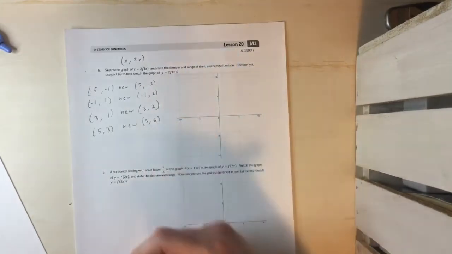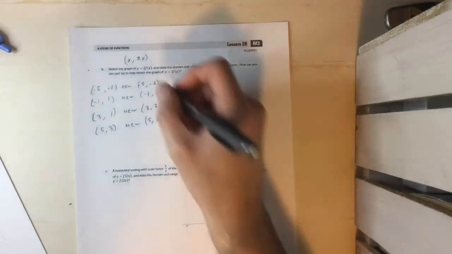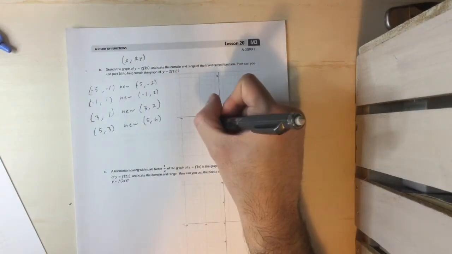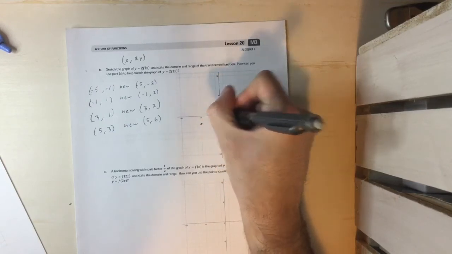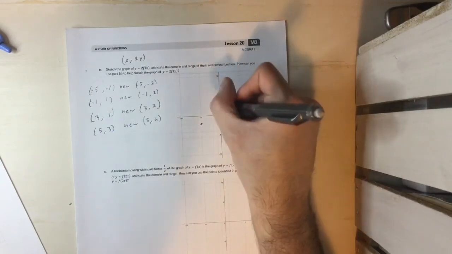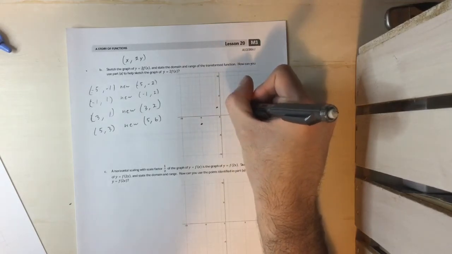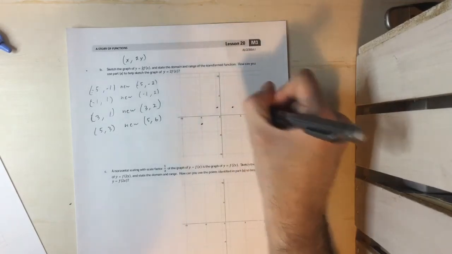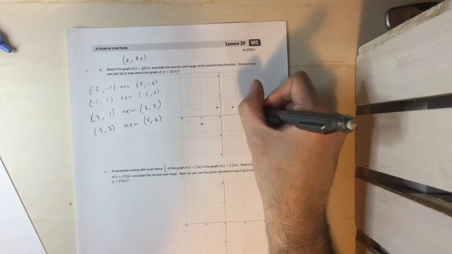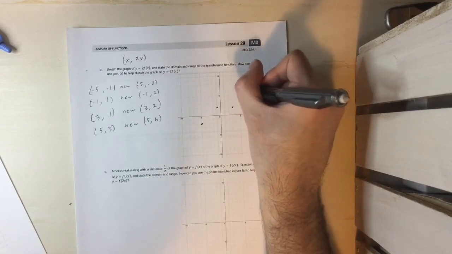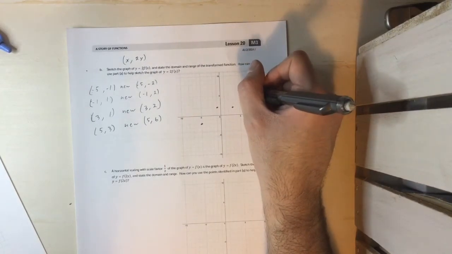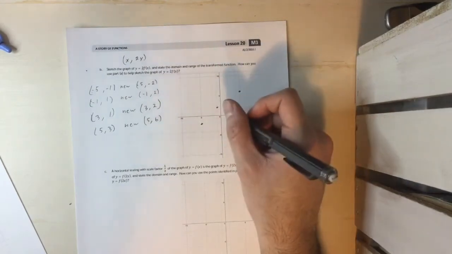The nice part is, once we graph these points, we just draw lines between them. So for this one, -5, -2, put a point there. Then -1, 2. And then 3, 2. And then we have 5, 6. So 5, and then up to 6. And then from that, we can draw our lines.